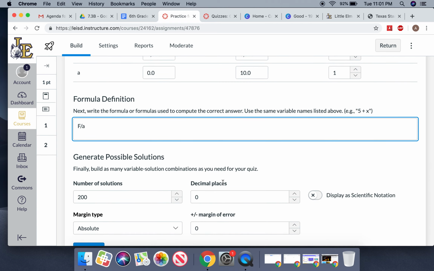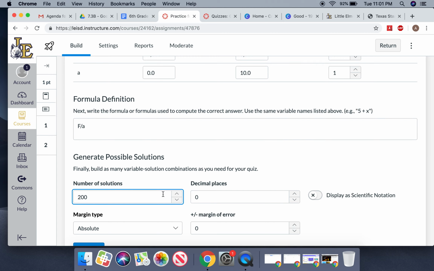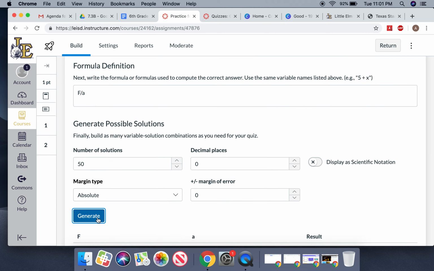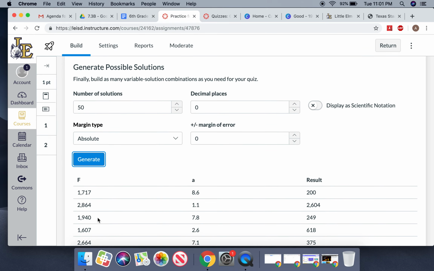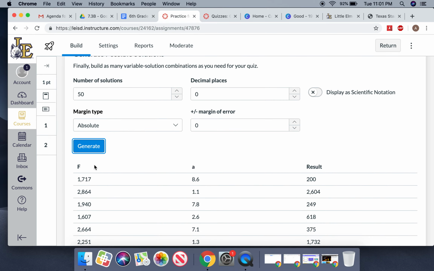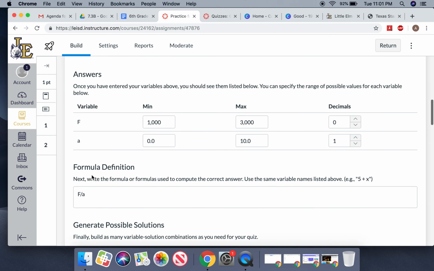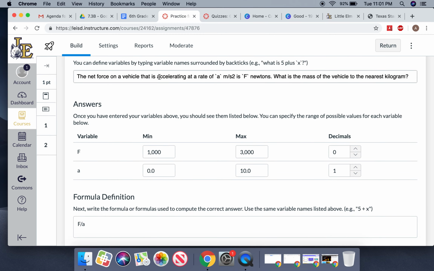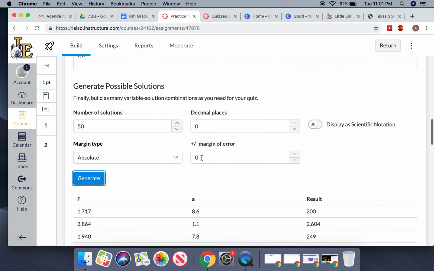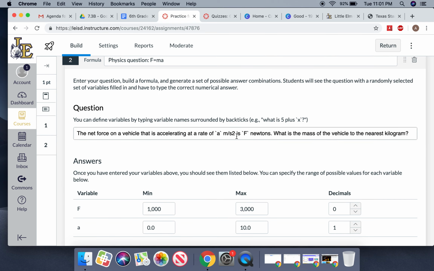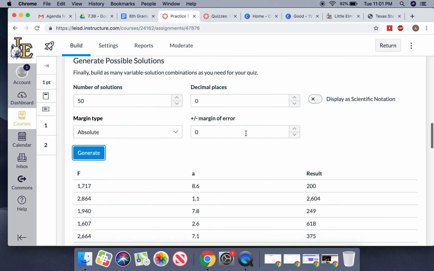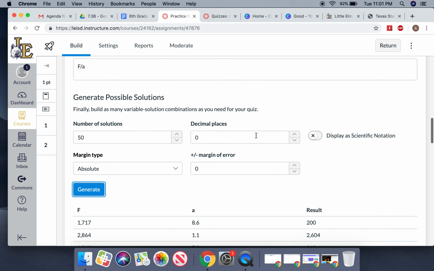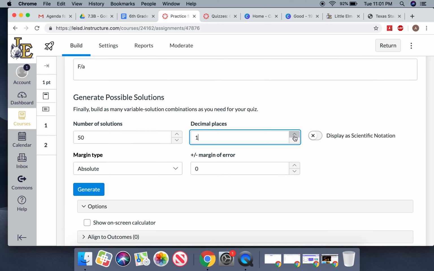Okay, let's see if hopefully I did this right. This one I'm going to make 50 solutions. Cool. All right. So now you have all your questions, right? For example, it can be read as the net force on a vehicle that is accelerating at a rate of 8.6 meters per second squared is 1,717 newtons. Oh, I just realized since I was using decimal places, I need decimals. Let's make this two.